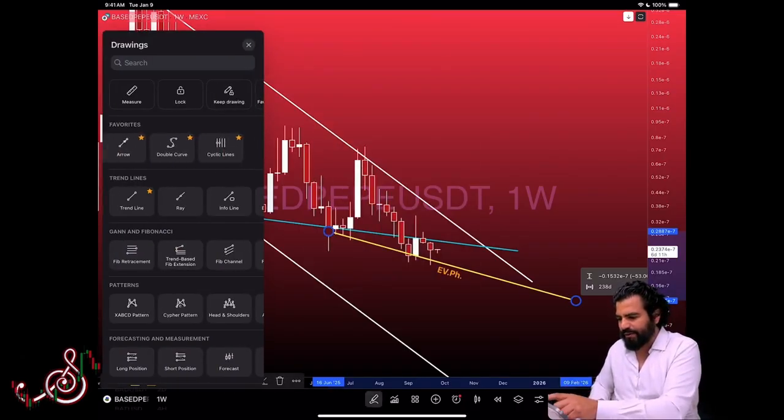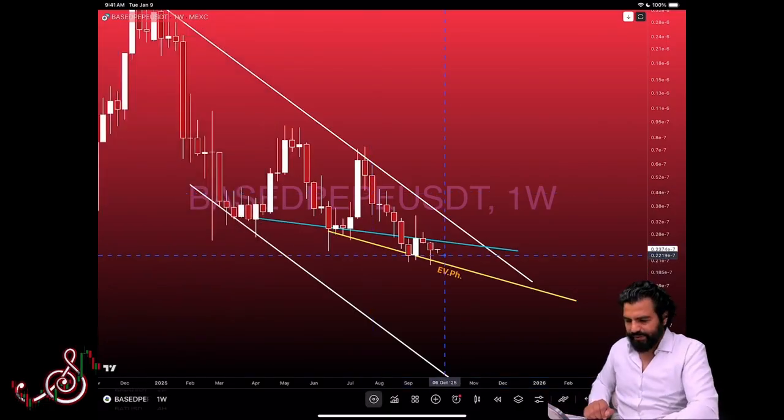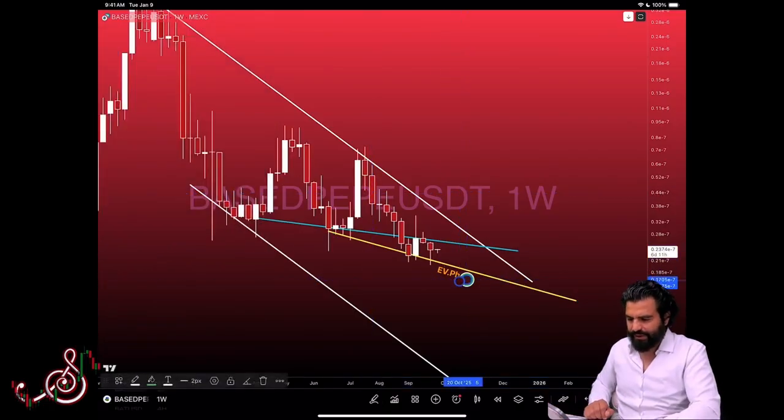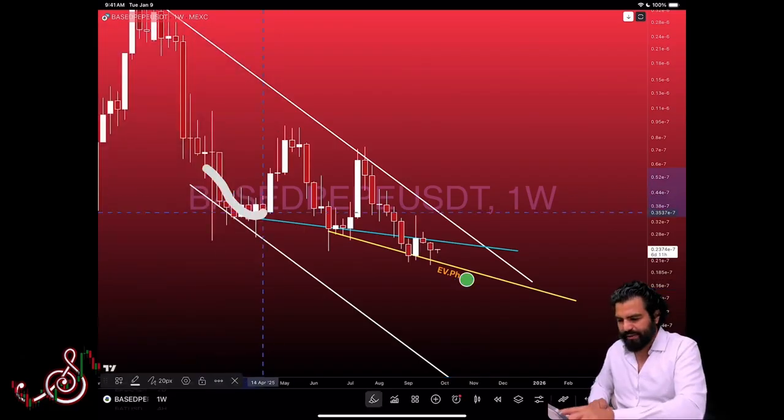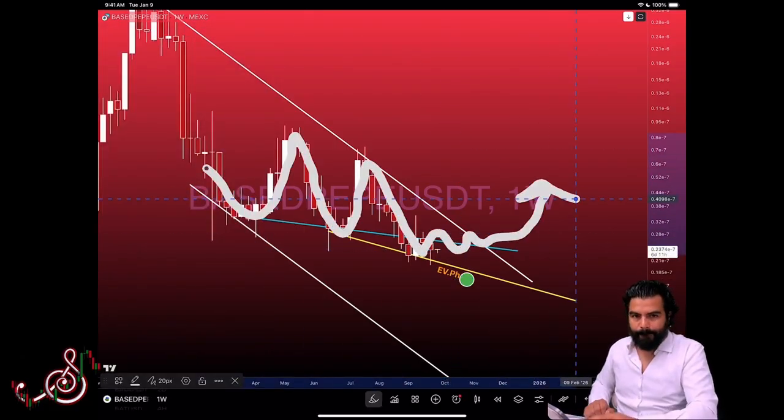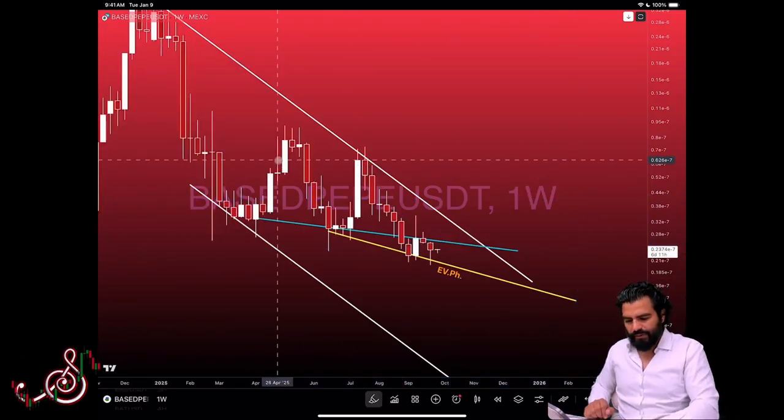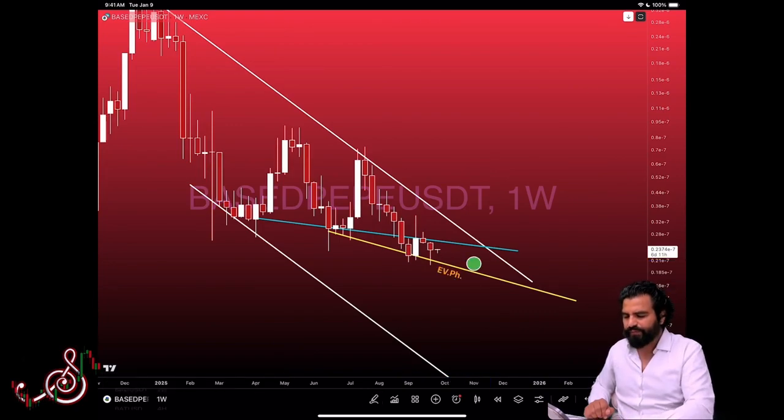If price does not hold, that's a sign of weakness. Okay, so we need to see. So therefore I'm going to be looking for a shape that looks like this, and we're going to move into health, most likely. All right, so let's go over what I think is happening here.